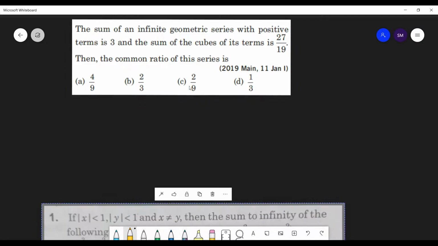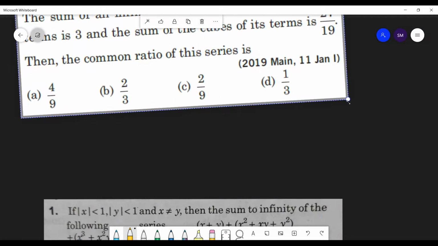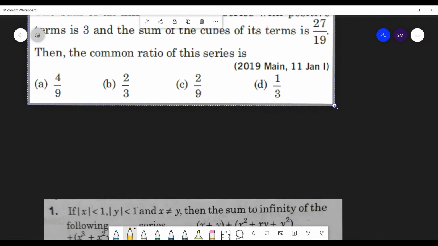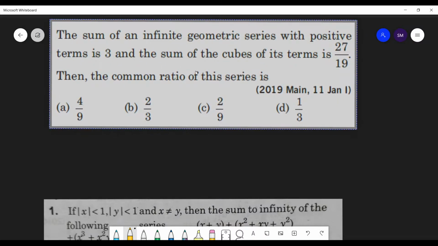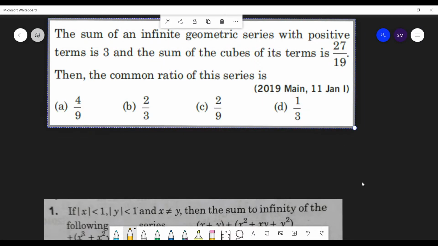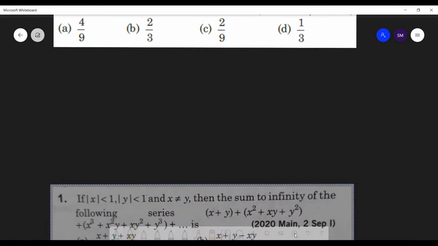Now, first of all, let us do this question which is based on the sum of infinite terms. Okay, students? Yes? Okay, sir.